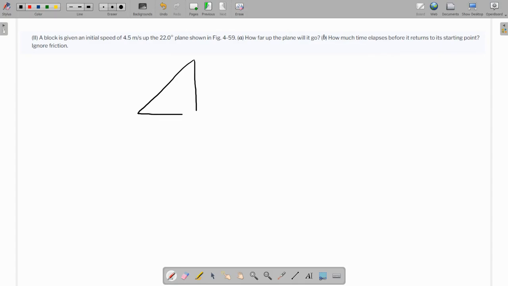There's an inclined plane. This is 22 degrees, and this is the block to which we are given a speed of 4.5 meters per second. The best way, I would say, is to use energy conservation, because there is one point where it's going to go and stop. So the initial energy, which is only the kinetic energy, will be converted into the potential energy because it stops when it reaches a particular distance.